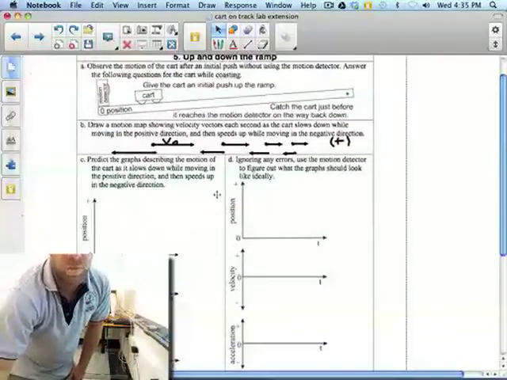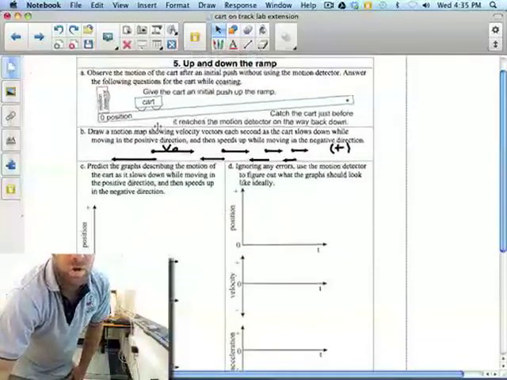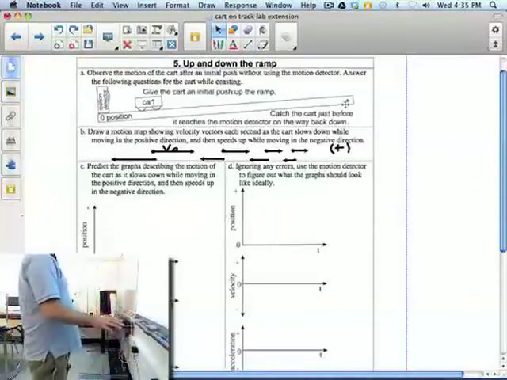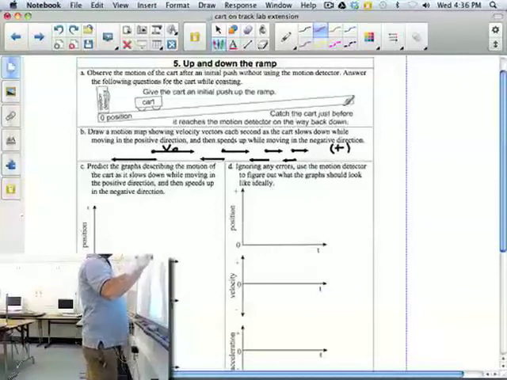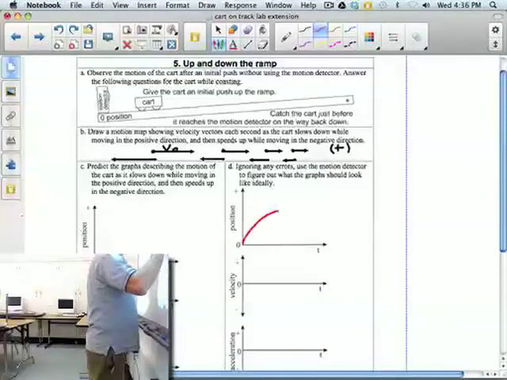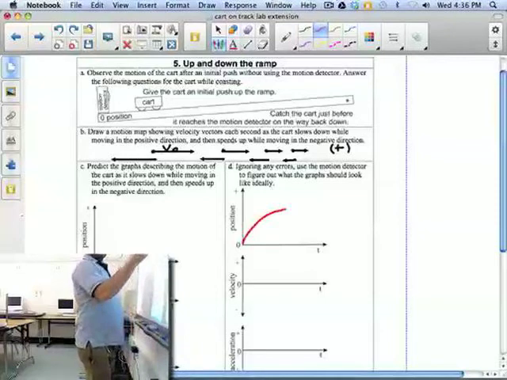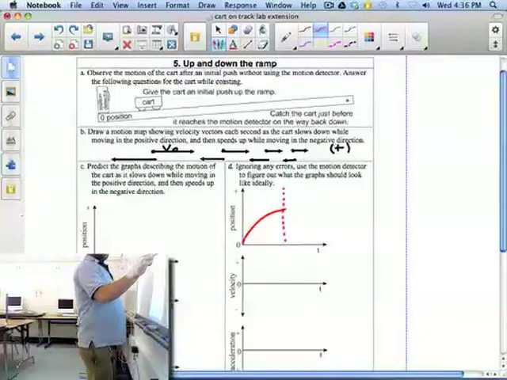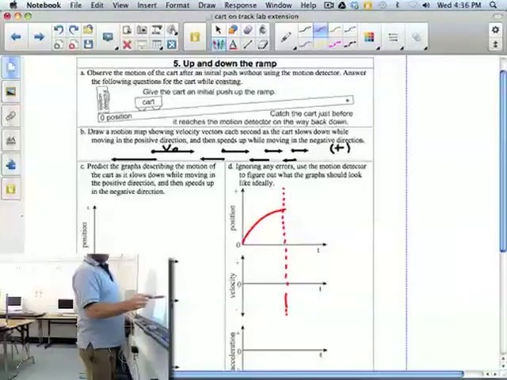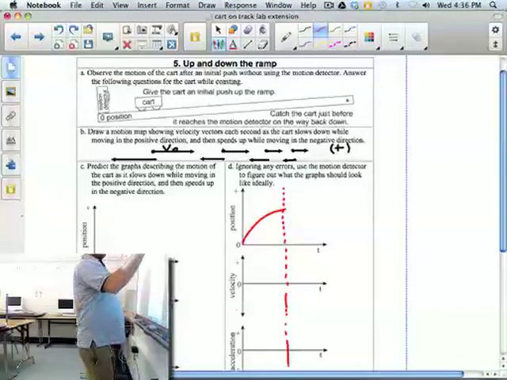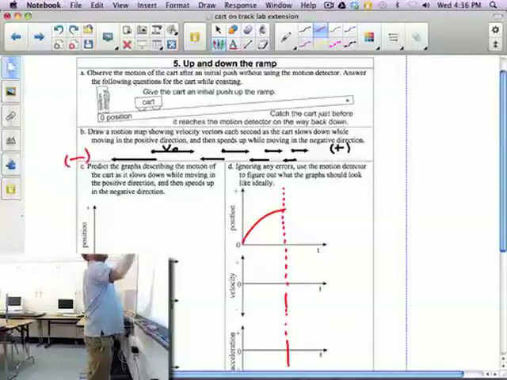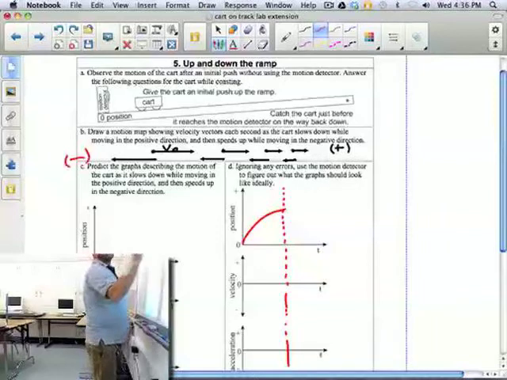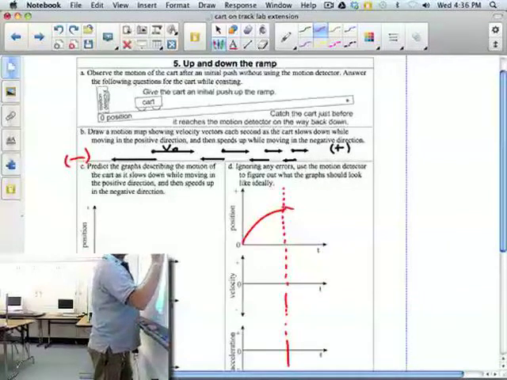The car goes up the ramp in the positive direction. So that means our slopes need to get less steep as the car slows down. Something like that. It's the mirror image of the graph we just got. Okay? And as the car speeds up in the negative direction while moving back down the ramp, remember this is the negative direction, the car goes back down the ramp, we need negative slopes that get steeper.